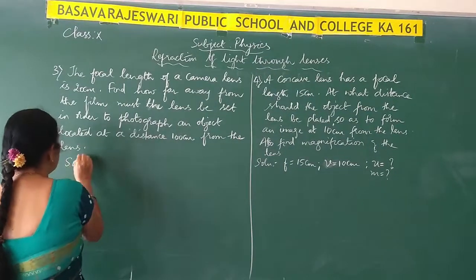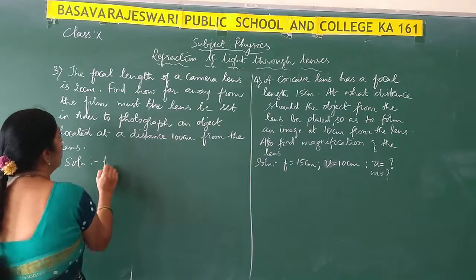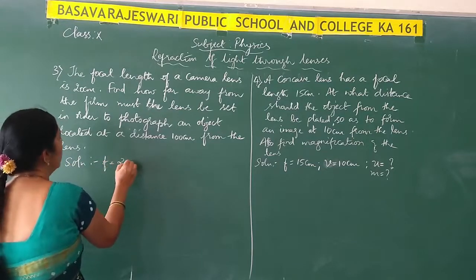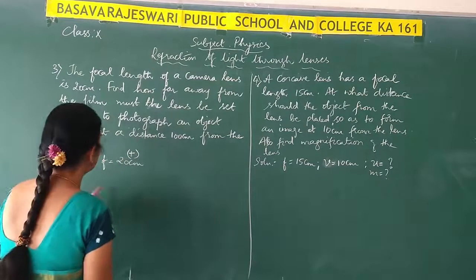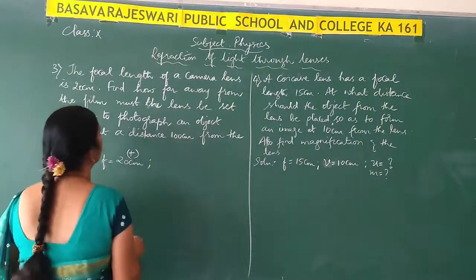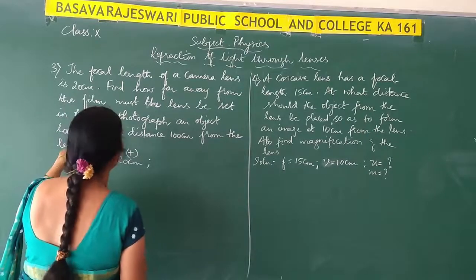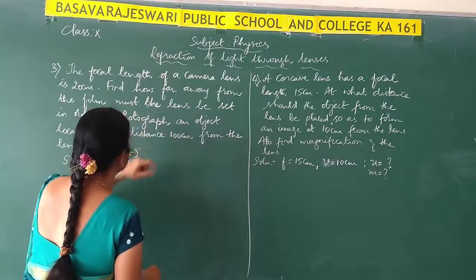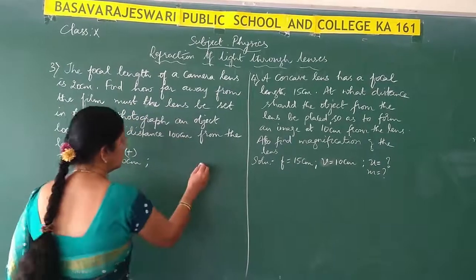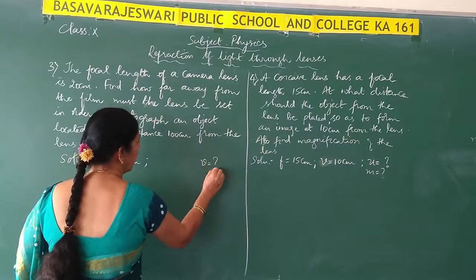So here what is given for us, you see, focal length is equal to 20 cm. You can take it with positive sign only. Why? Because it is a convex lens. Then what you have to calculate? How far away from the film must the lens be set? Means image distance must be calculated.